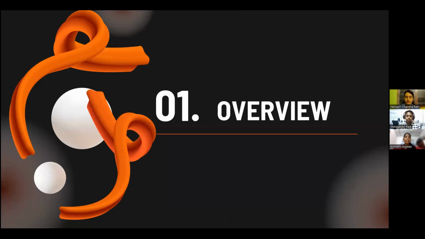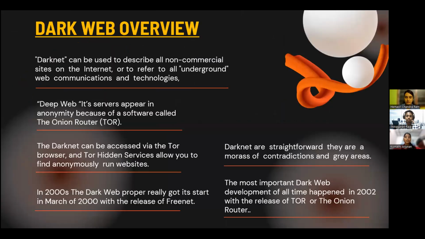Next, I move on with the darknet overview. The term darknet can be used to describe all non-commercial sites on the internet, or to refer to all underground web communication and technologies, most commonly those associated with illegal activity or dissent. Darknet is the underground world of commerce on the internet, also known as the deep web. Its servers appear in anonymity because of a software called the onion router, which is Tor.